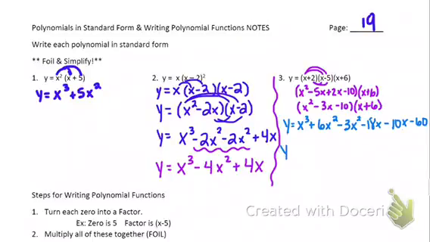So then we have a whole bunch of like terms here. We just have 1x cubed, so we can bring it down. And then 6x squared minus 3x squared will be 3x squared. Negative 18 minus 10 will be negative 28x minus 60. And that's it.